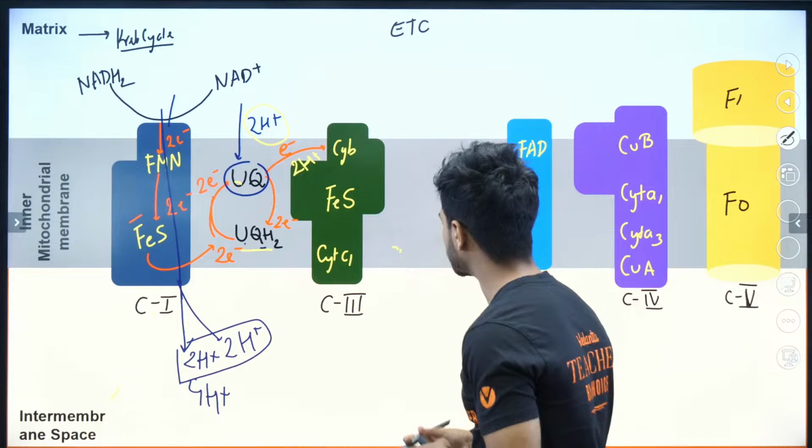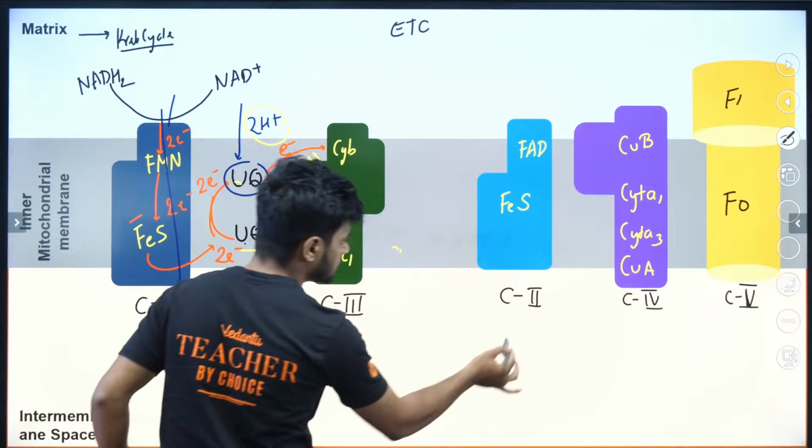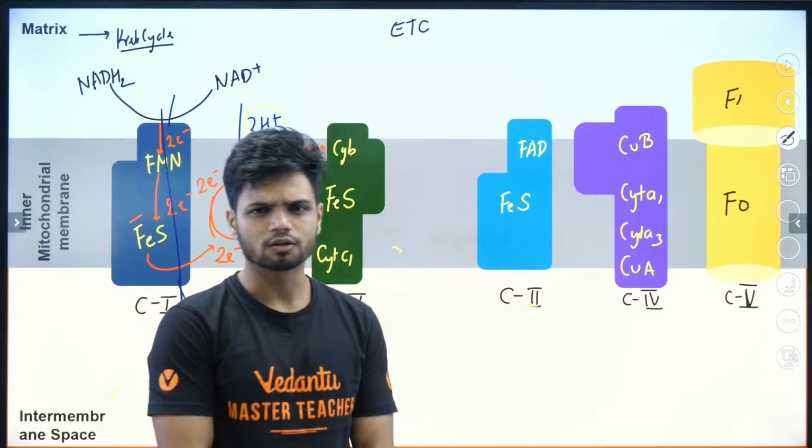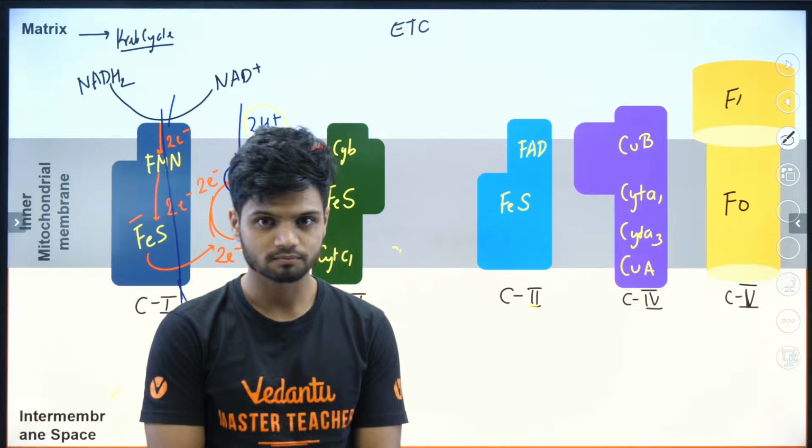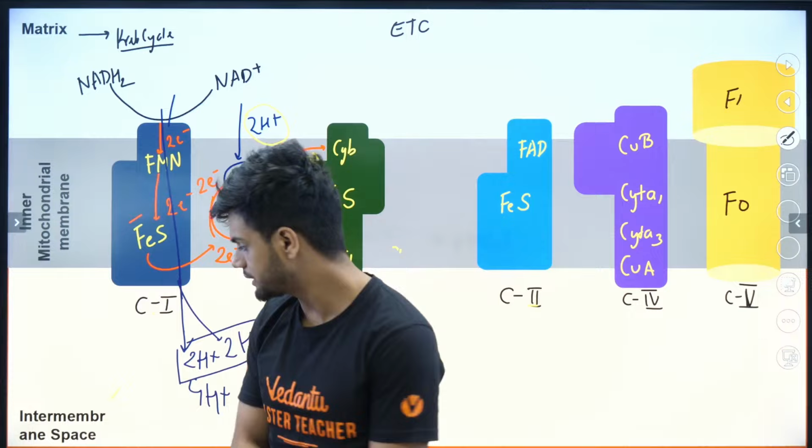Now, this part is done. Now let's understand what is happening in your second complex. The second complex is called succinate dehydrogenase. It is also called FADH2 dehydrogenase.